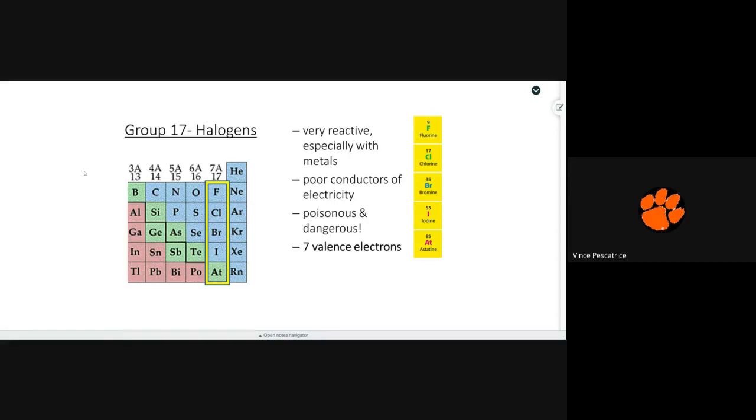So it's a very, very crazy group on the periodic table. They have 7 valence electrons. All right, they are very reactive. Very dangerous and poisonous.